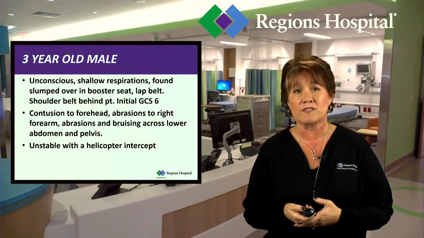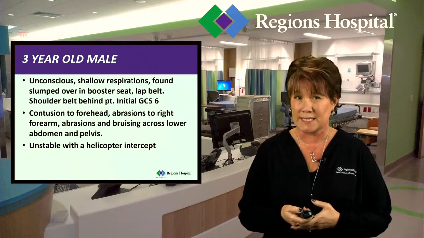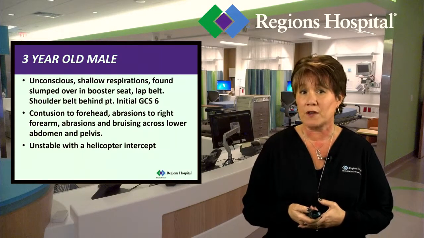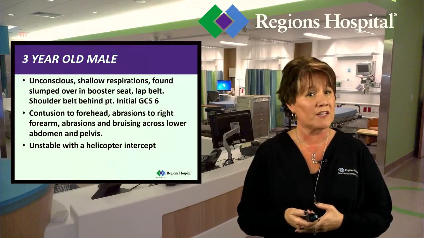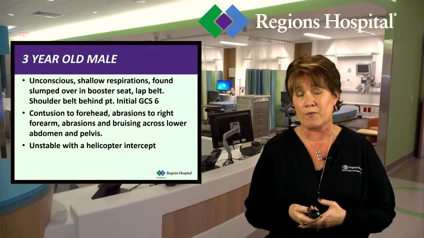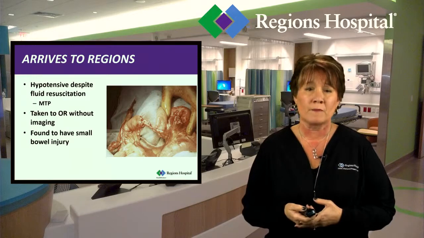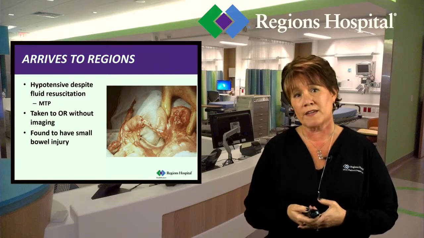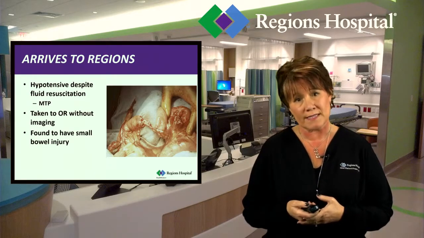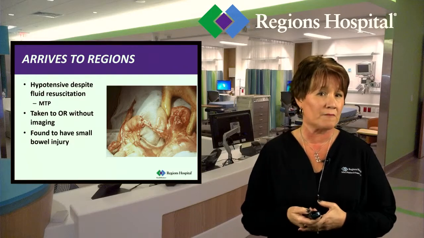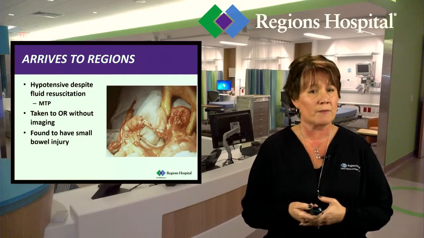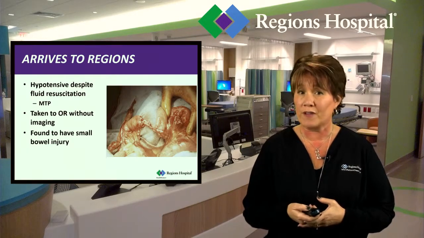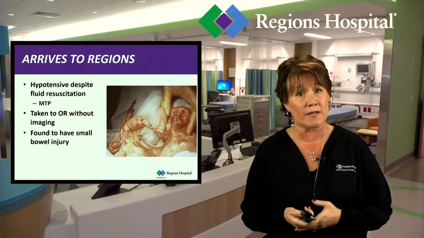The report was the 3-year-old was unconscious, found slumped over in a booster seat with only a lap belt. Initial GCS was 6. Contusions were noted specifically across the abdomen and pelvis. This patient was very unstable and had a helicopter intercept prior to coming to Regions Hospital. The patient arrived to Regions hypotensive despite EMS efforts to give fluids. We activated the massive transfusion policy because with that seatbelt sign and with that hypotensive patient, we knew that the patient was bleeding. The patient was taken directly to the OR without further imaging and was found to have what we expected, a small bowel injury.